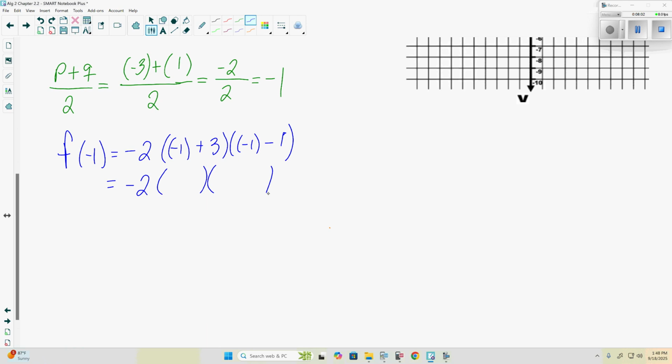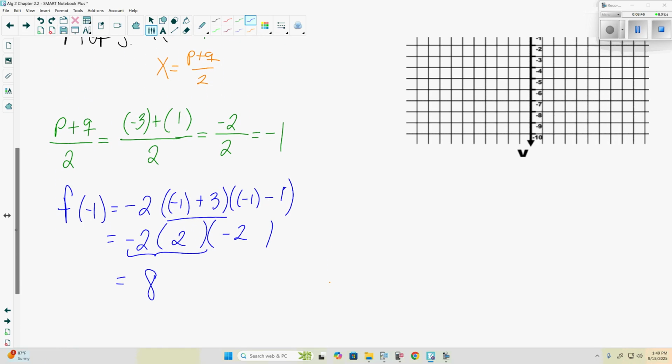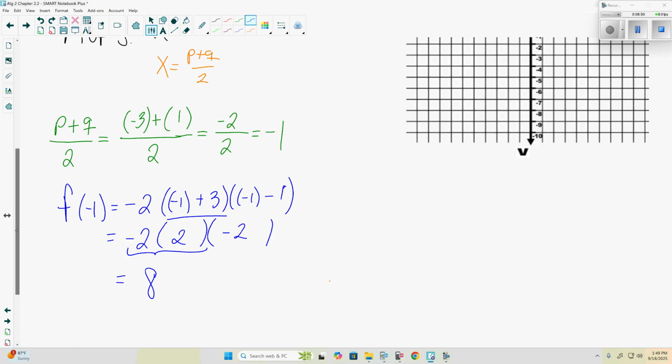At this point, we can type that whole thing into the calculator: negative 2, parentheses, negative 1, close parentheses, plus 3, close parentheses, parentheses, negative 1, close parentheses, minus 1, close parentheses. It will tell us what it is. If we did it by hand, negative 1 plus 3 is 2. Negative 1 minus 1 is negative 2. Then we can multiply. Negative 2 times 2 is negative 4. Negative 4 times 2 is 8. So the y value of the vertex is 8.